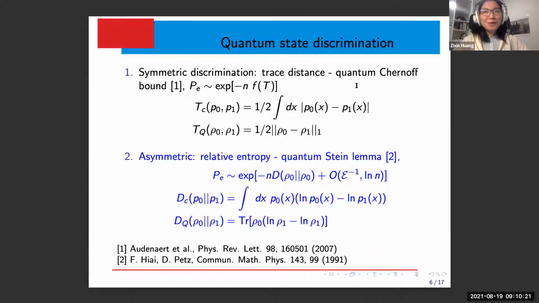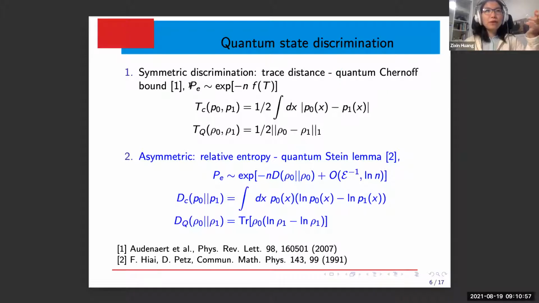Okay, so now we can frame this in the context of quantum state discrimination. For quantum state discrimination, there are two fundamental results. So we have the symmetric case, where we're trying to minimize the total probability of error. So we're minimizing the probability of false positives and false negatives simultaneously. And this is given by the trace distance, and the relevant quantity to consider is the quantum Chernoff bound.